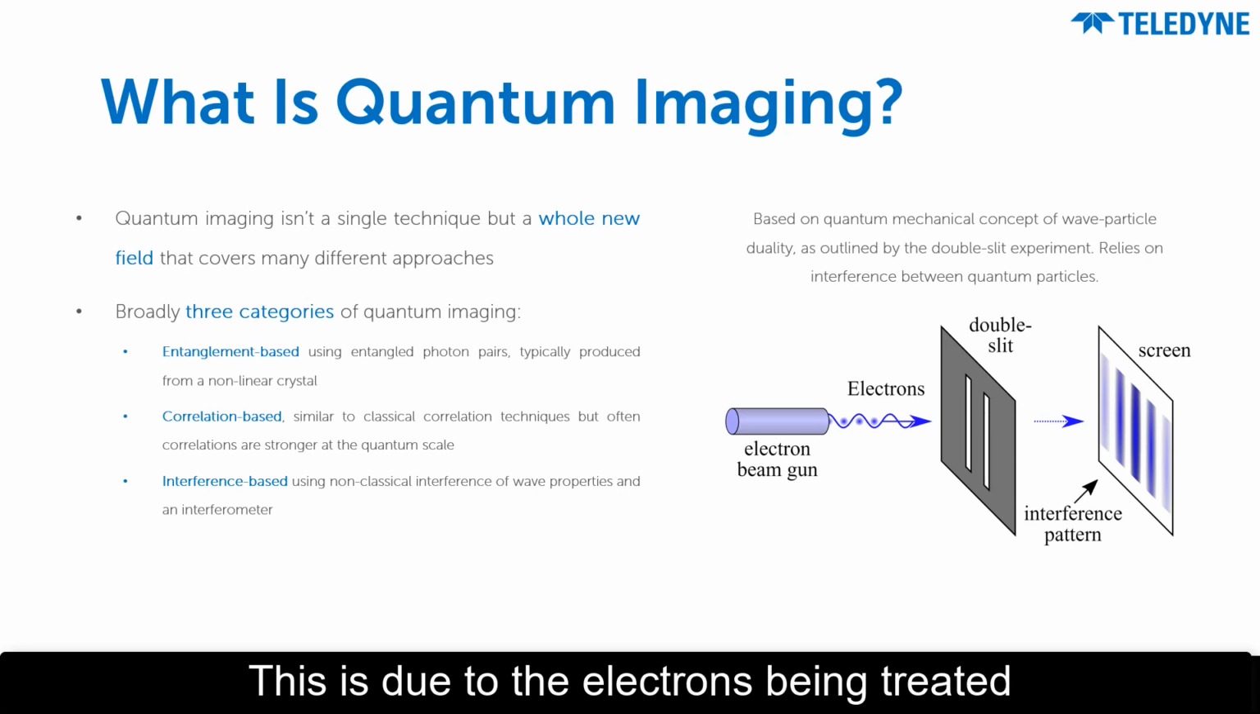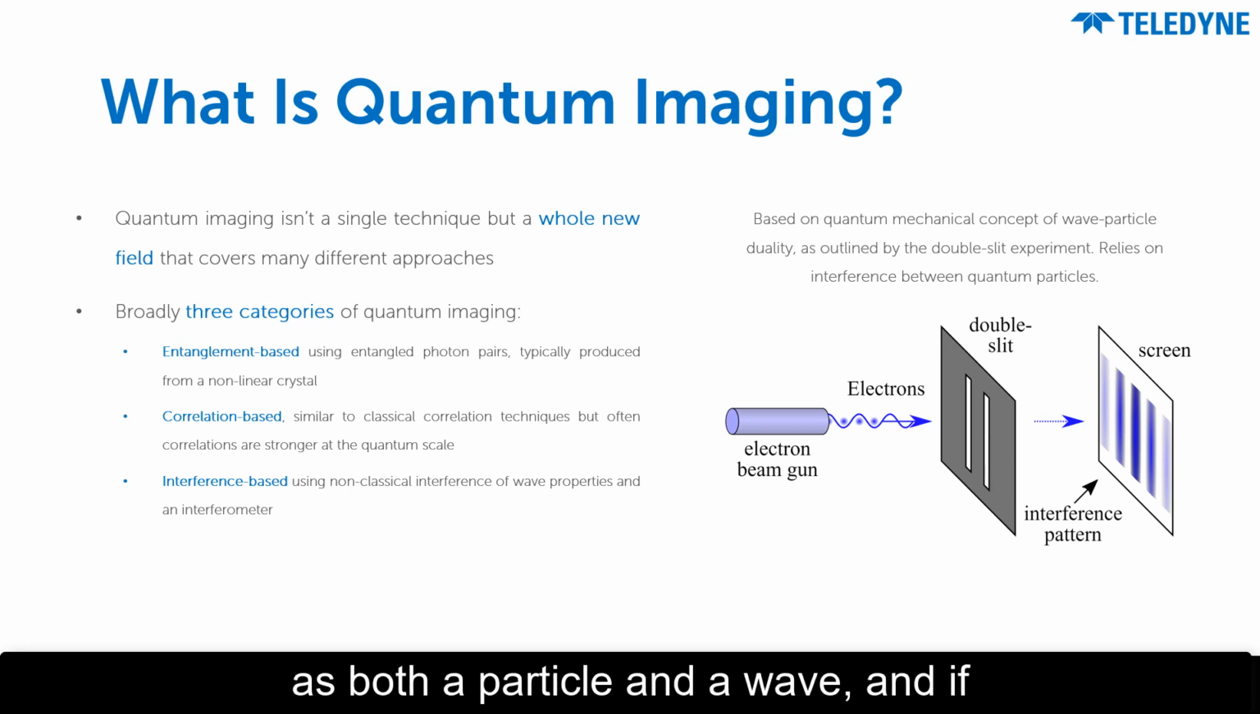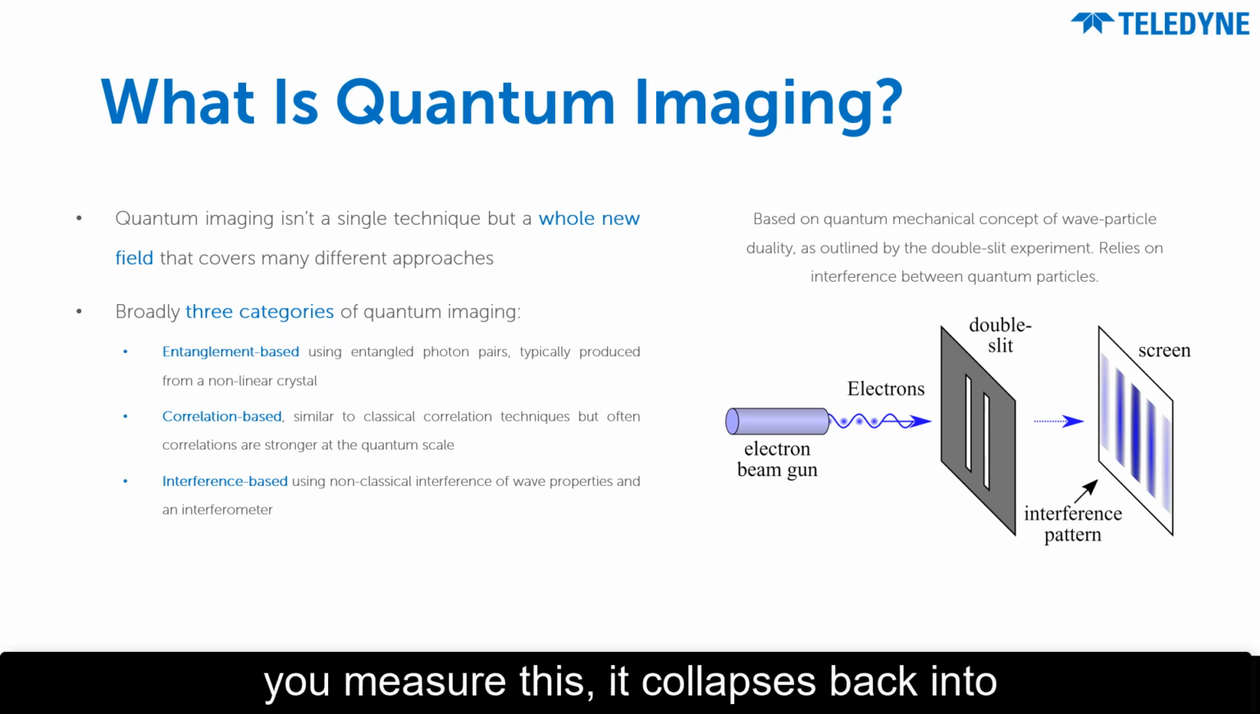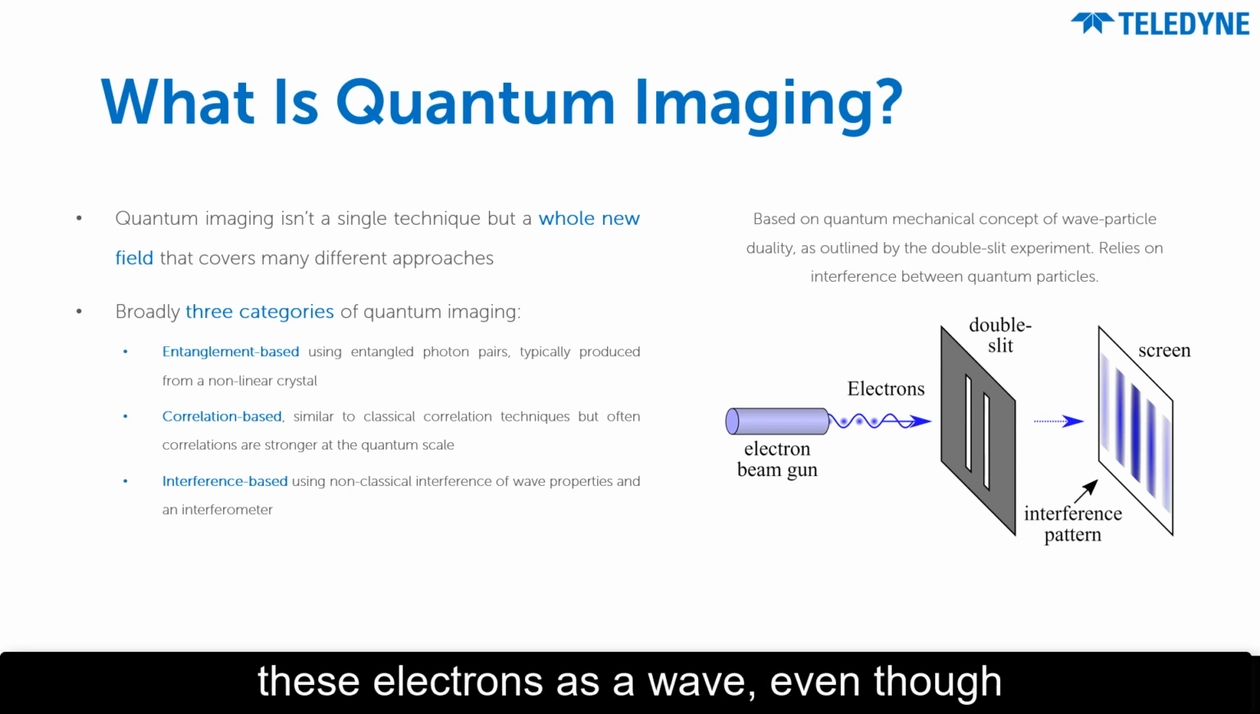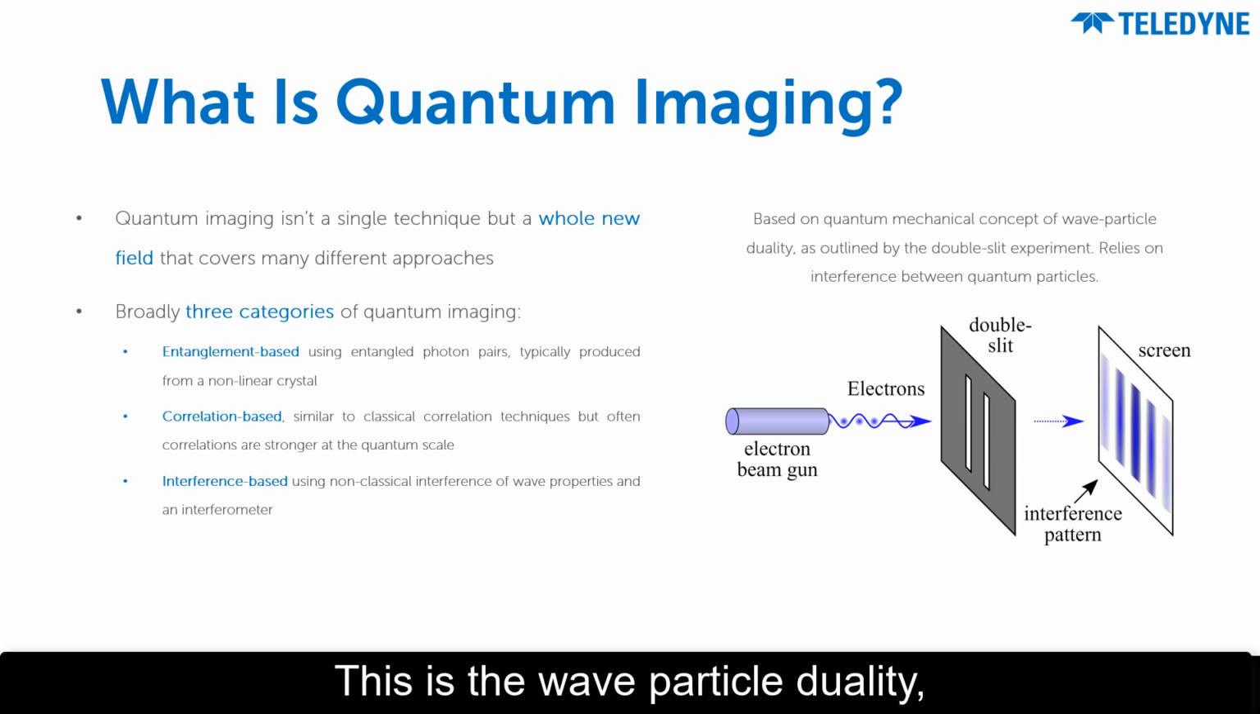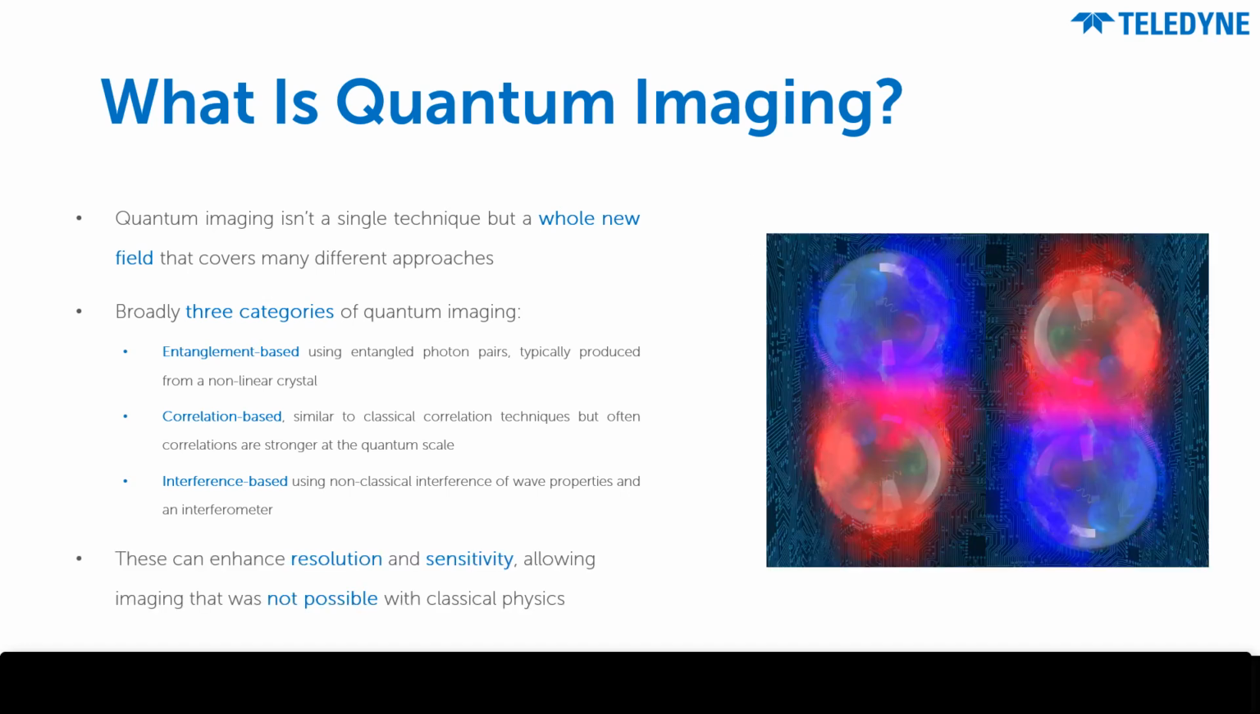This is due to the electrons being treated as both a particle and a wave, and if you measure this, it collapses back into 2, and so you have the interference of these electrons as a wave, even though they're also treated as a particle, and this is the wave-particle duality. And this relies on interference between quantum particles. And you can use this for more imaging applications.